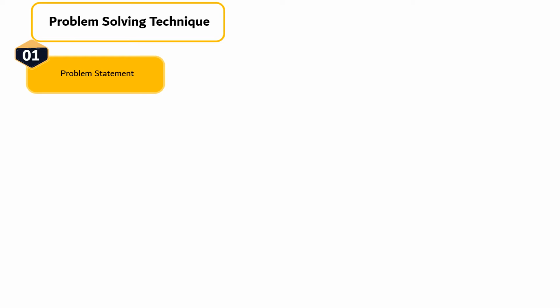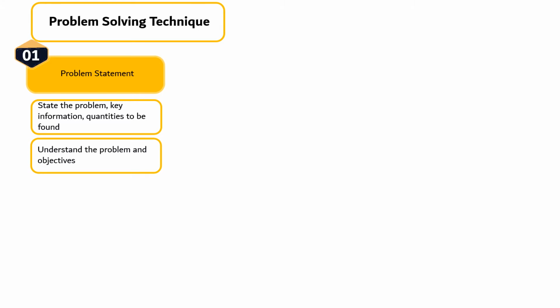Step 1. Problem statement. Using our own words, briefly state the problem, the key information given, and the quantities to be found. This is to make sure that we understand the problem and the objectives before we try to solve the problem. Step 2. Schematic.